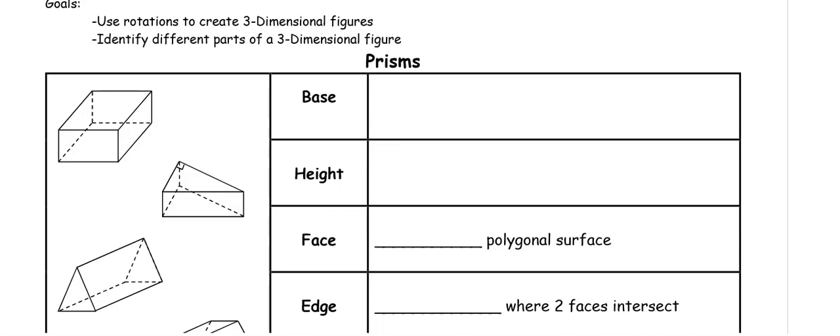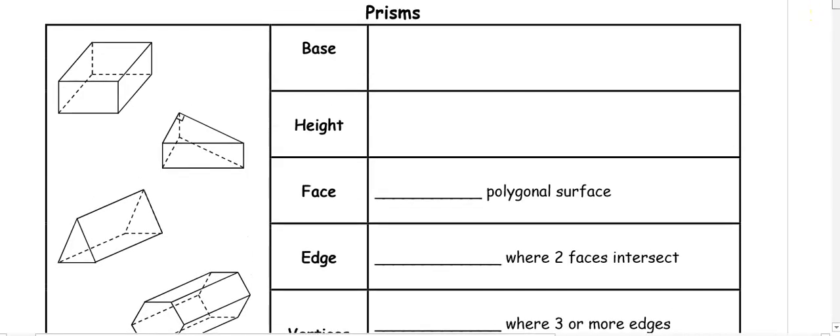This video is about using rotations to create a three-dimensional figure and identifying different parts of a three-dimensional figure. So the first three-dimensional figure that we are going to start with is a prism. In a prism, a couple of different parts that we have. The first one is a base.